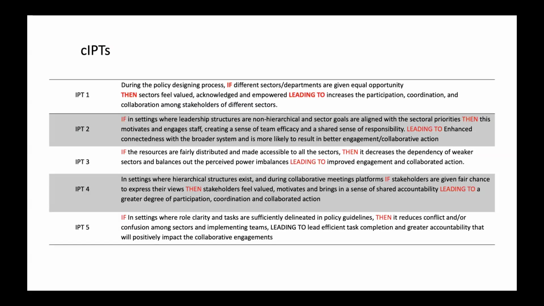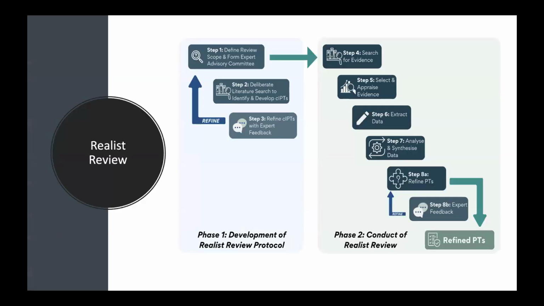So these were my 5 initial program theories. An initial program theory could be very rough, like a cause and effect kind of thing, where you literally design your IPTs as if, then, and leading to statements. For example, my initial program theory 1 was: during the policy design process, if different sectors or departments are given equal opportunity, then sectors feel valued, acknowledged, and empowered, leading to increased participation, coordination, and collaboration among stakeholders in different sectors. Like that, if-then statements were developed for a total of 5 program theories.